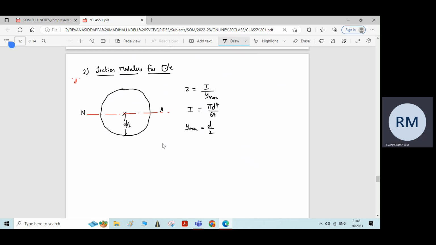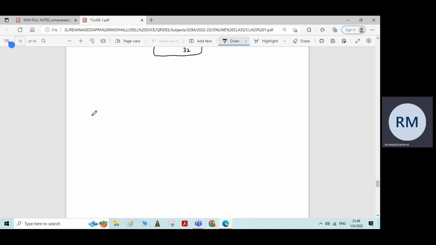And y max, the distance of the extreme fiber from the neutral axis, is d by 2. Therefore Z is equal to pi d raised to 4 by 64 whole divided by d by 2. So here d gets cancelled, we will get the cube here, and 2 ones are 32. So the final equation is pi d cube by 32, the formula for section modulus for a circle or circular cross section.